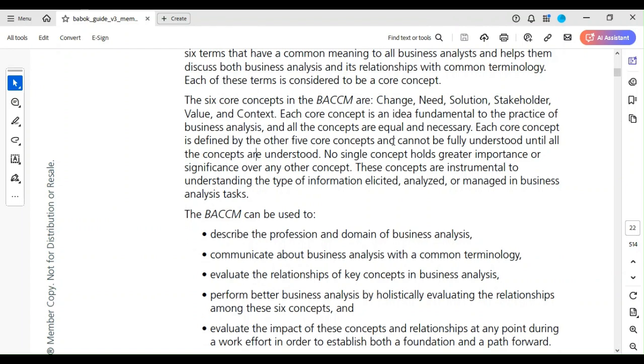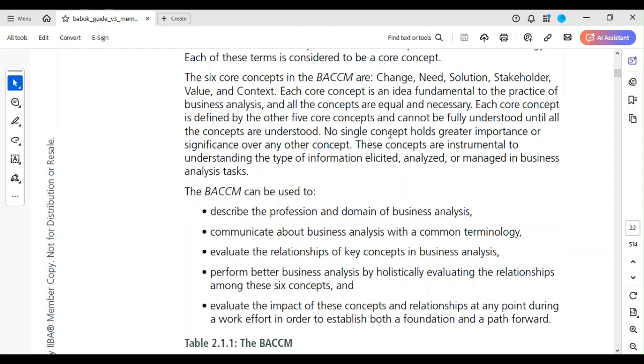It tells you here that it is an idea fundamental, very important to the practice of business analysis, and all the concepts are equal and necessary. So there's no concept that is higher than the other. They are equal and they are all necessary in your business analysis practice. Each core concept is defined by the other 5 core concepts. That means they are interwoven and cannot be fully understood until all the concepts are understood. No single concept holds greater importance or significance over any other concept.